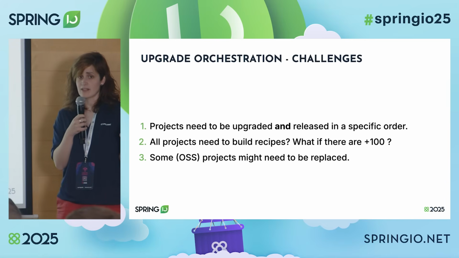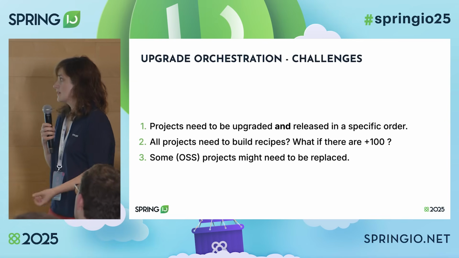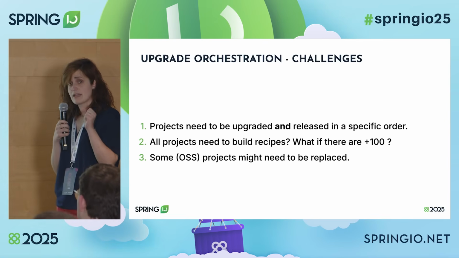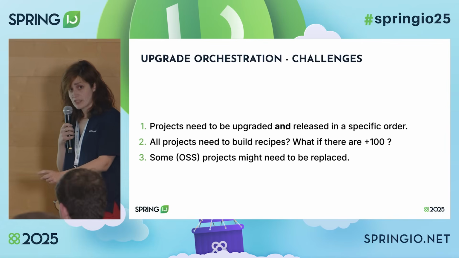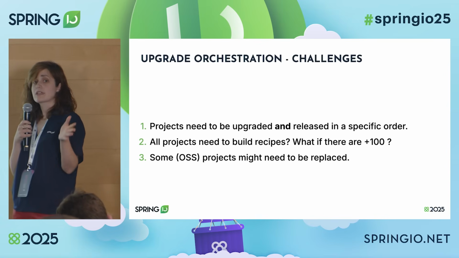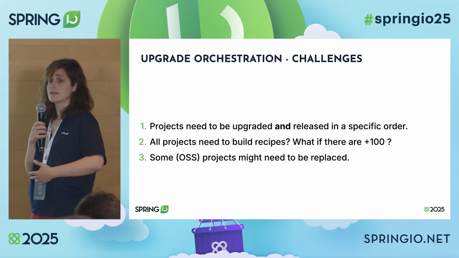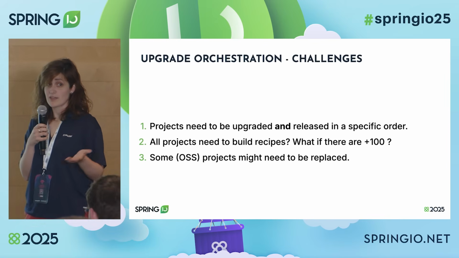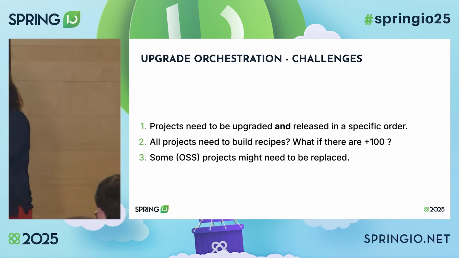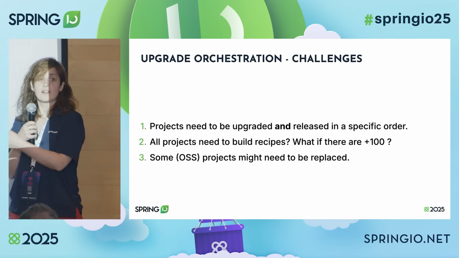So there are three different challenges from our point of view when you are doing a major upgrade. Basically, and that's an important thing, several projects need to be upgraded and released. So you need to orchestrate an upgrade across different projects, which in probably 90% of the cases means that several teams need to be aligned in terms of priorities. And what does it mean? Lots of meetings.